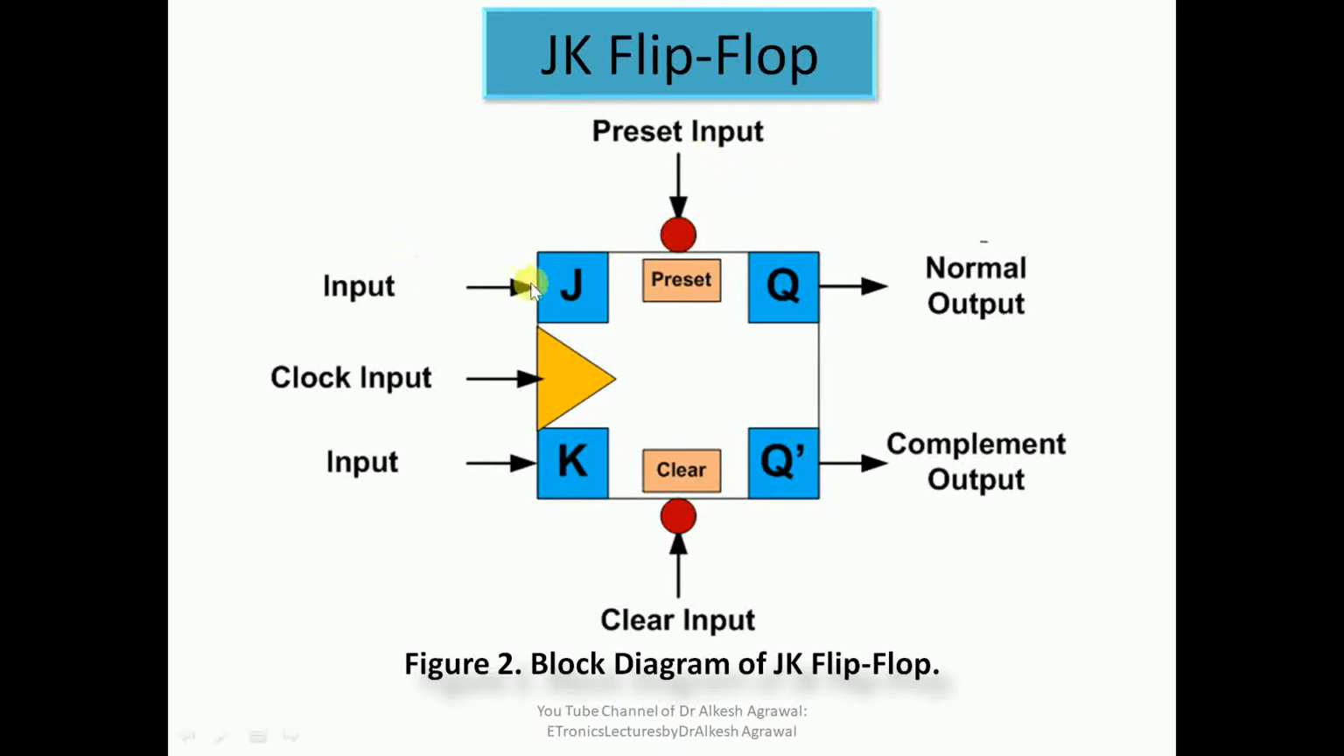It has two inputs, one is the J input, one is the K input. Now if you compare it with the SR flip-flop, J is analogous to the set input and K is analogous to the reset input. So the function of the set input in SR is the same as the input J, and the working of the reset input in the SR flip-flop is analogous to this K input.